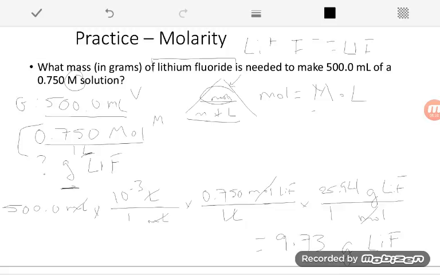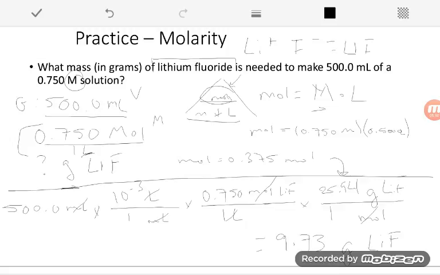You can plug in your molarity. You would take your milliliters and convert those to liters. So you would have moles is equal to 0.750 molar times your liters, which if we converted would be 0.500 liters. That would give me my moles, which would be 0.375 moles. And then you could use the molar mass to convert that into grams. So some people really prefer to use the triangle, and you can do it that way, or you can just do the conversion way as I showed first.